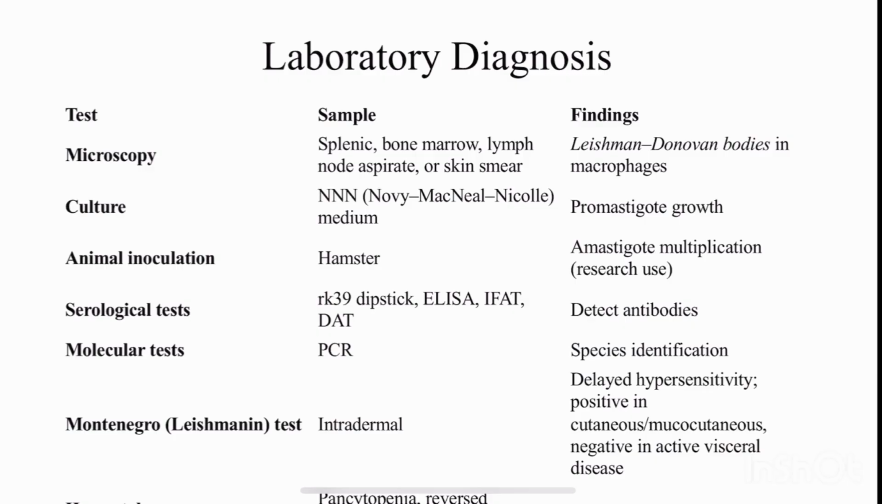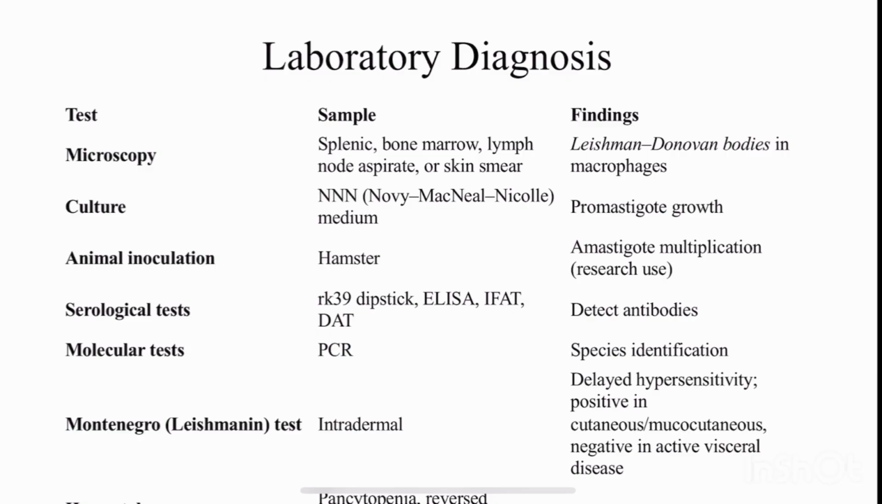So the test that is done is the RK39 antigen test, and other than that, for antibodies we can do ELISA, IFA, and direct agglutination test. Okay, that will detect antibodies against the protozoa, the amastigote form. Other than that, we have PCR.